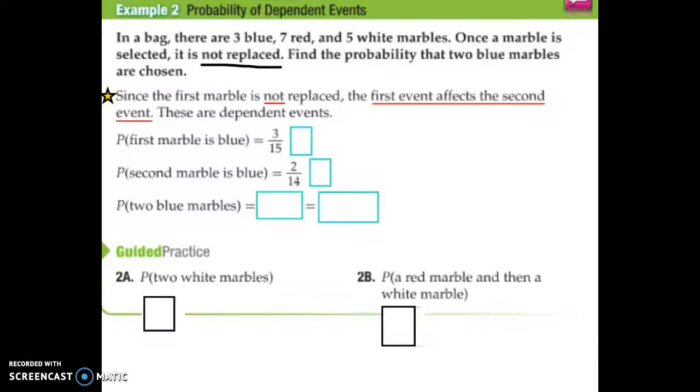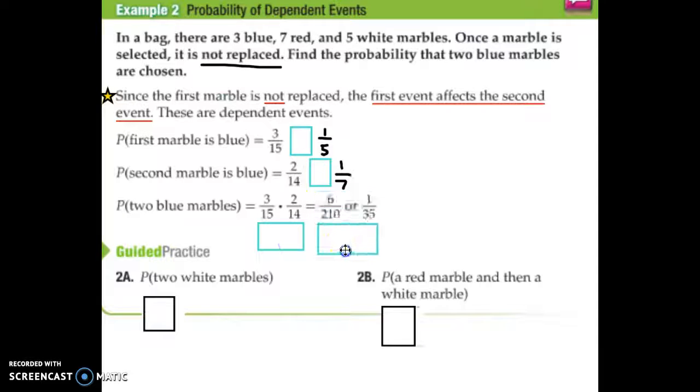Okay, so I can reduce these down if I want to, 1/5 and 1/7. But either way, if I want to find the probability of them both happening, I need to multiply them. So 1/5 times 1/7 gives me 1/35. You see, by reducing right away, I get straight to my answer. Here, if you didn't reduce, you get this big number, and you have to reduce it all the way down to there. Alright? What's the probability of getting 2 white marbles?